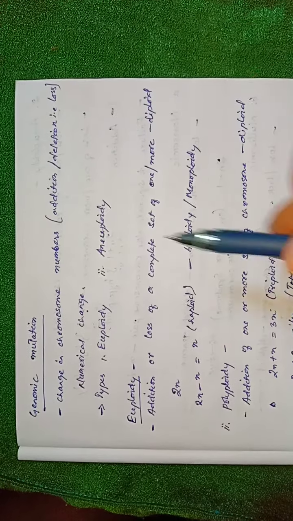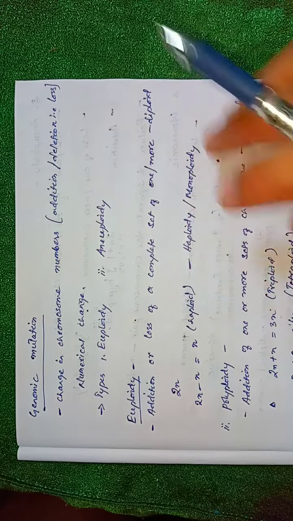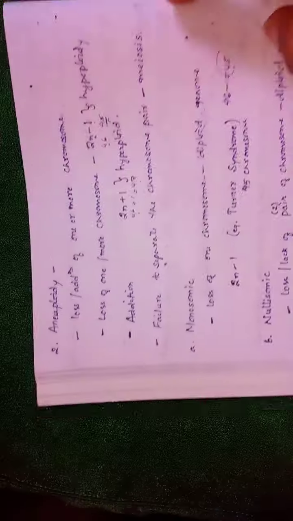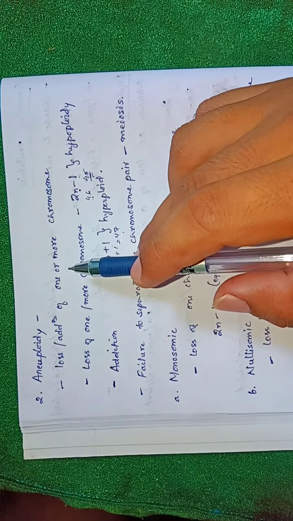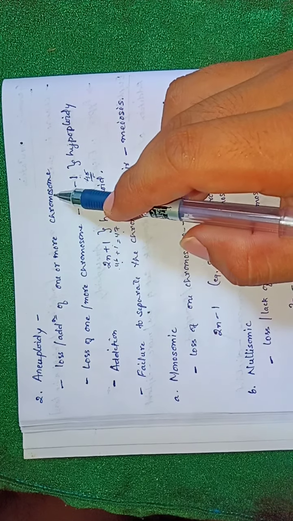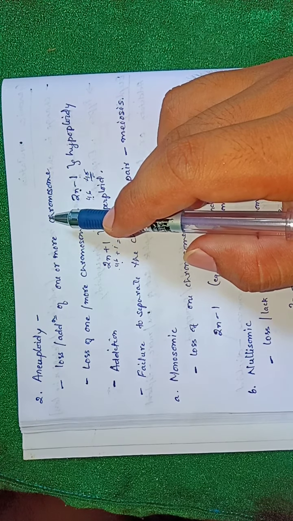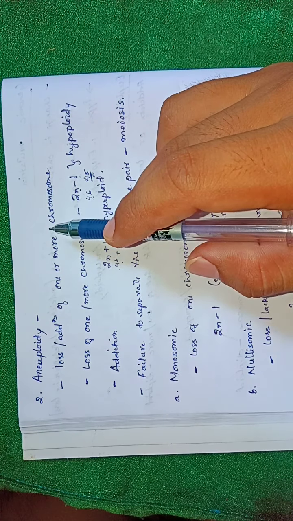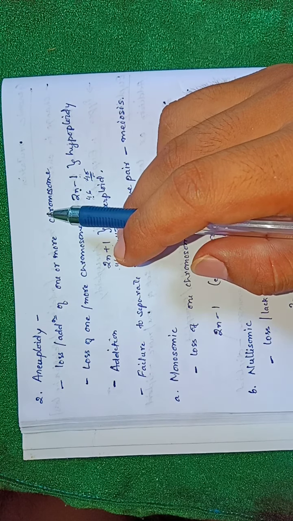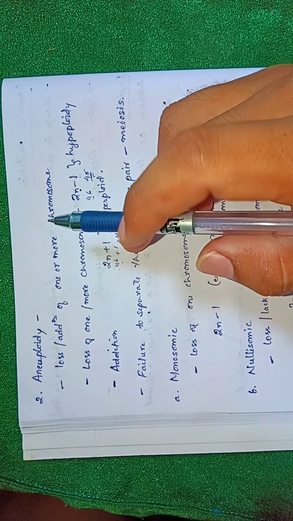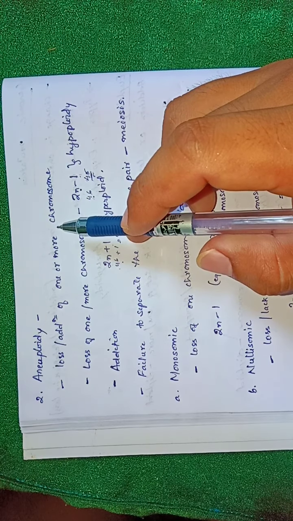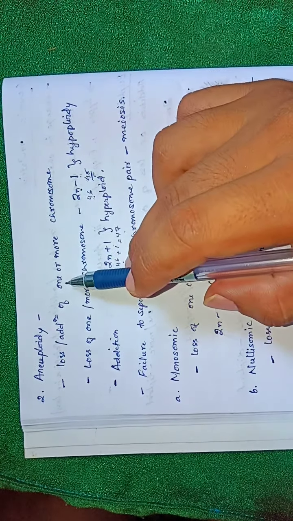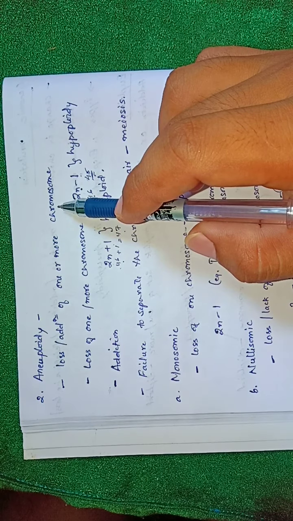Now next let's discuss aneuploidy. In aneuploidy, there is a loss or addition of one or more chromosomes. We are not talking about sets now. In euploidy, we are referring to addition or loss of one complete set of chromosomes, meaning one set contains 23 chromosomes. But in aneuploidy we are referring only to individual chromosomes, not the set.